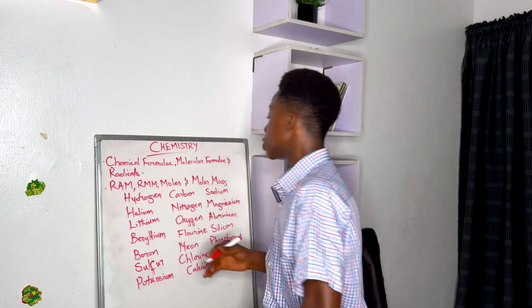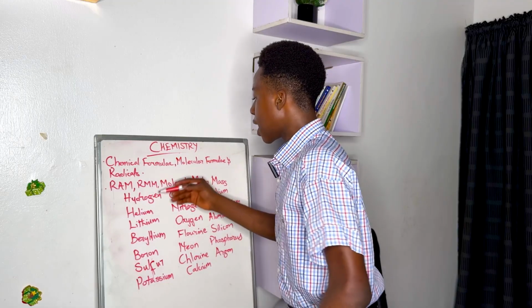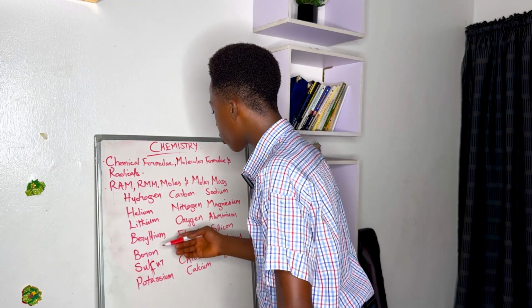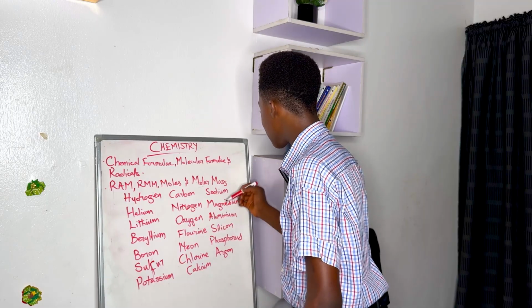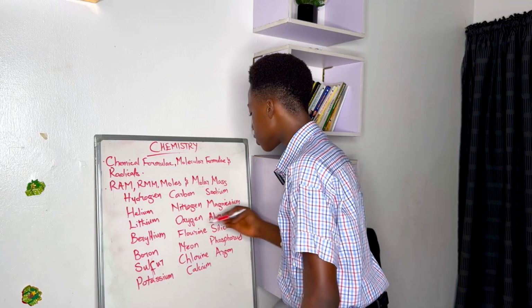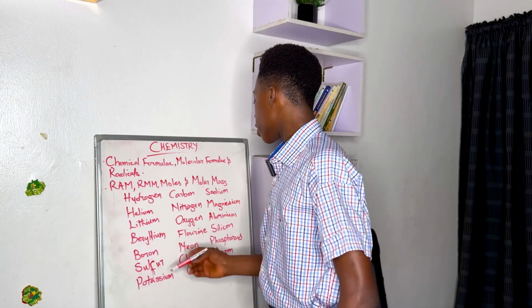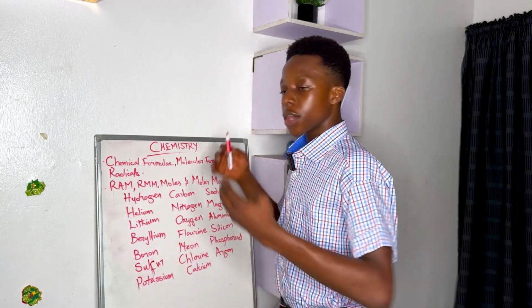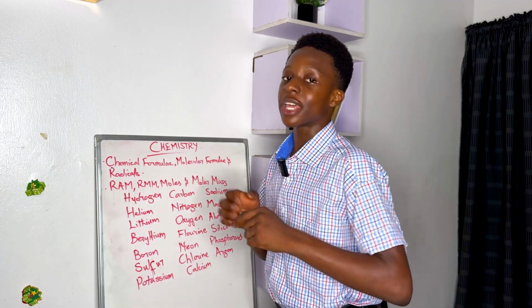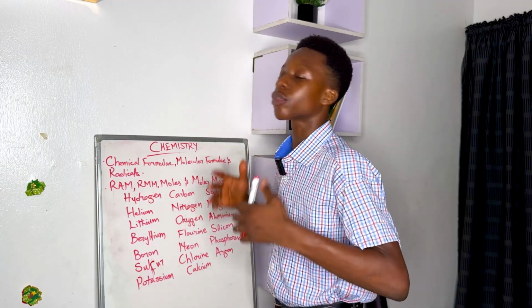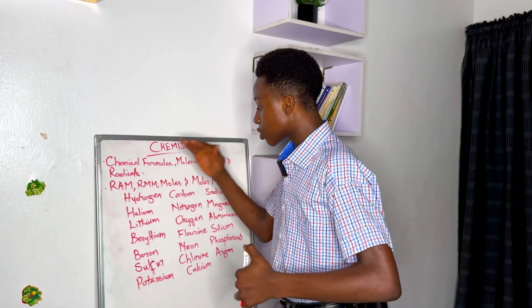So these are the first 20 elements of the periodic table. Hydrogen, helium, lithium, beryllium, boron, carbon, nitrogen, oxygen, fluorine, neon, sodium, magnesium, aluminium, silicon, phosphorus, sulfur, chlorine, argon, potassium, and calcium. You can take them in any order you want. The order of the elements on the periodic table isn't really important to us right now. I'm just listing out the first 20 elements. But if you like, you can also take them in order.